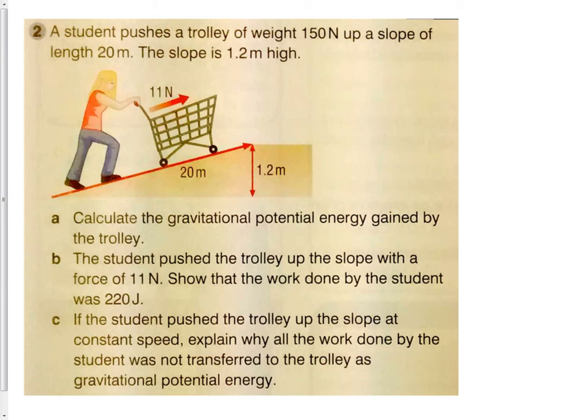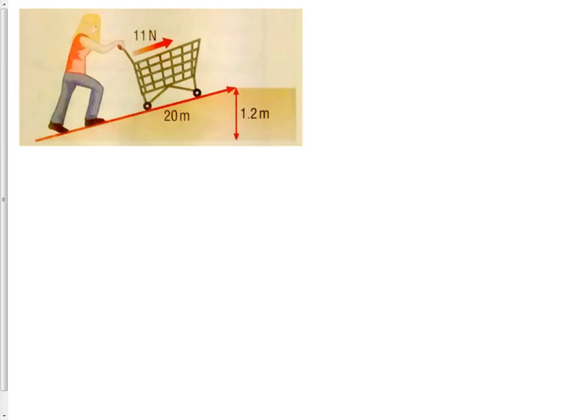So, question 2. A student pushes a trolley of weight 150 newtons up a slope of length 20 meters. The slope is 1.2 meters high. Calculate the gravitational potential energy gained by the trolley. Okay, so for this you're going to need the formula gravitational potential energy equals mgh, and we want to know the gravitational potential energy, so we need to know m, g and h. So we need to identify these things.